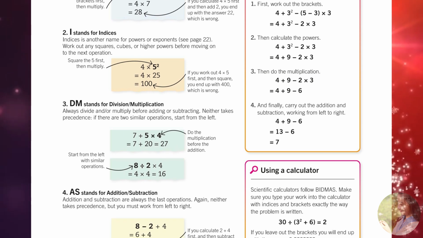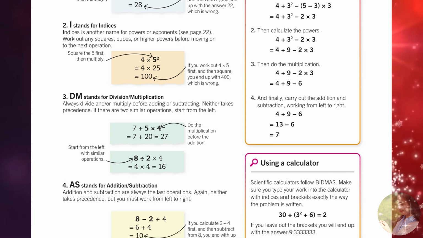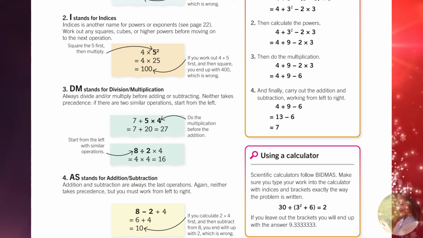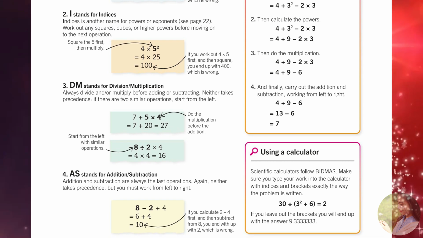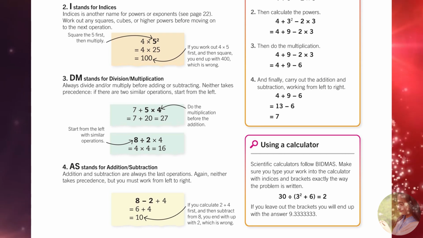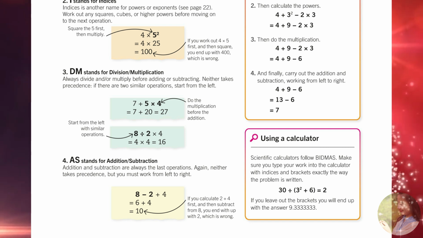4. AS stands for addition-subtraction. Addition and subtraction are always the last operations. Again, neither takes precedence, but you must work from left to right. If you calculate 2 plus 4 first and then subtract from 8, you end up with 2, which is wrong.